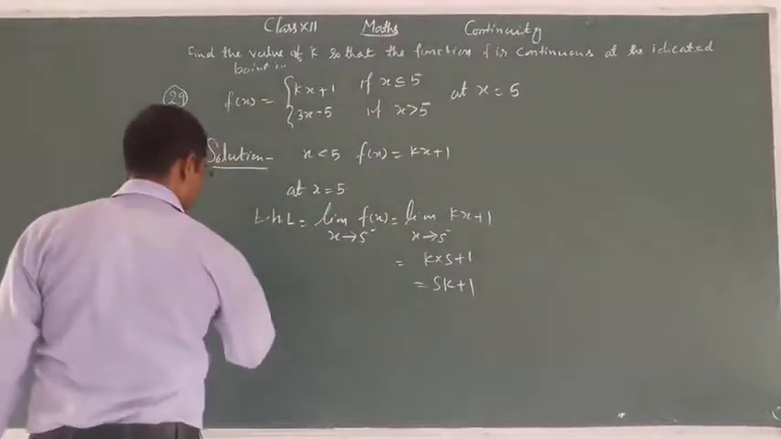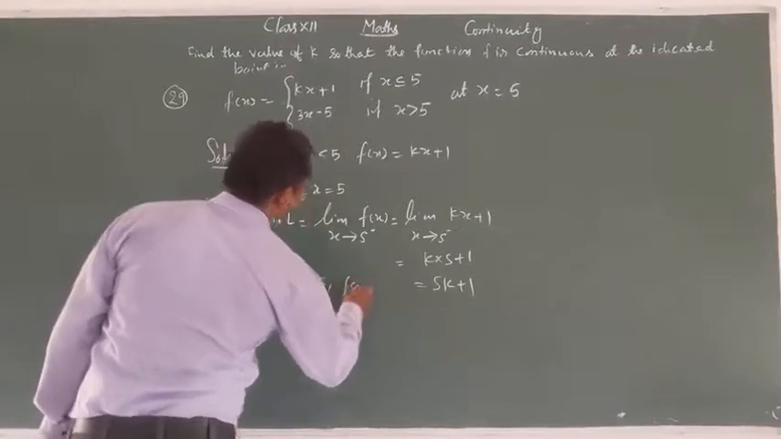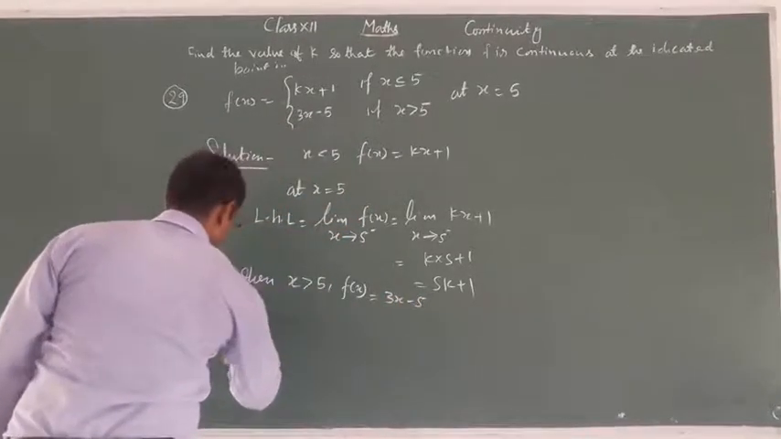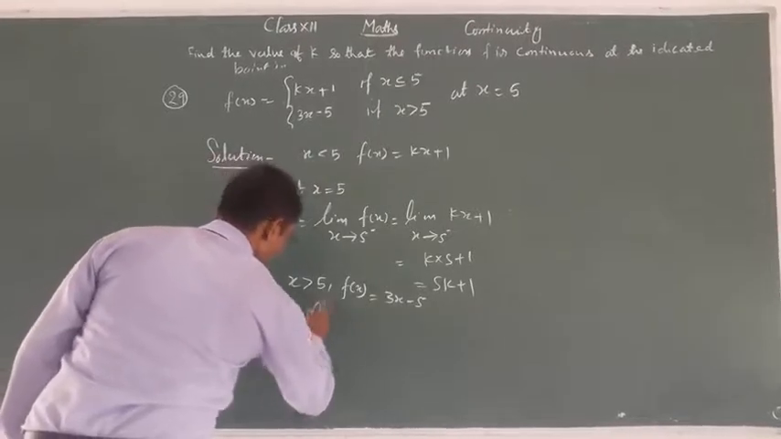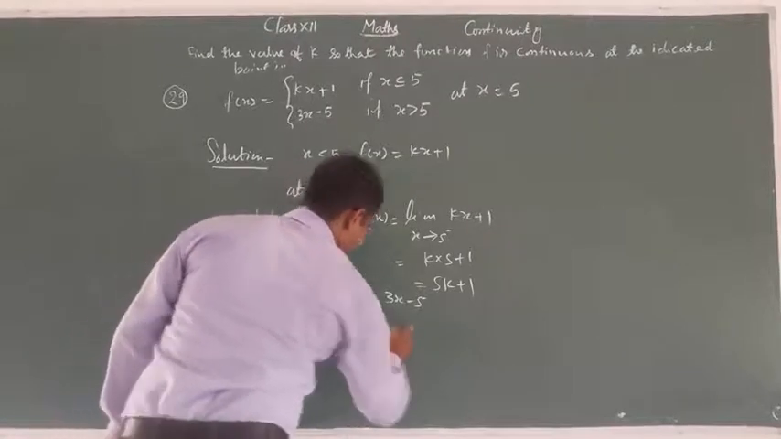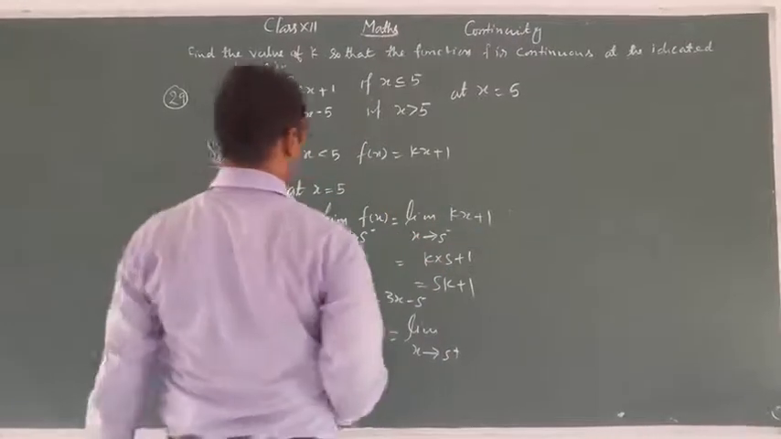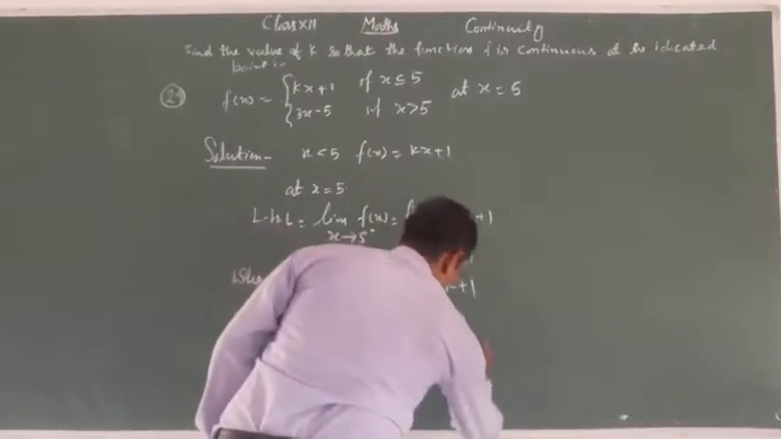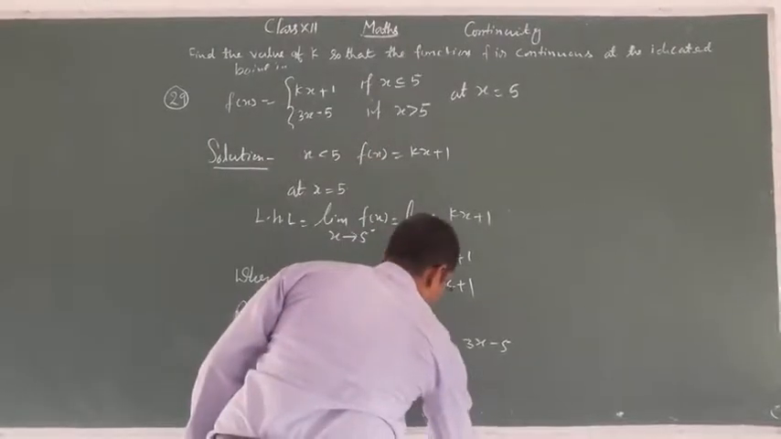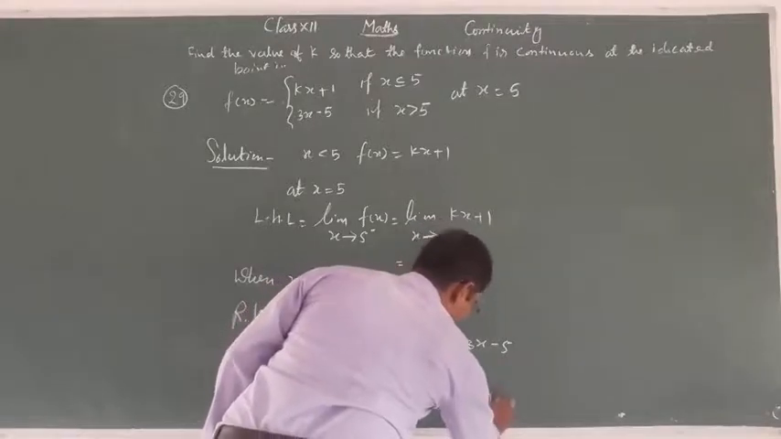And also when x is greater than 5, the function f(x) is equal to 3x minus 5. So the right hand limit is equal to the limit as x tends to 5 from the right of f(x), which is 3x minus 5. Now x is equal to 5, put here 3 into 5 minus 5, which is equal to 15 minus 5, which is equal to 10.